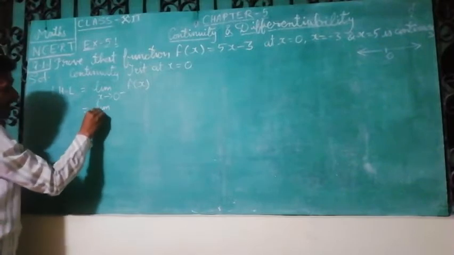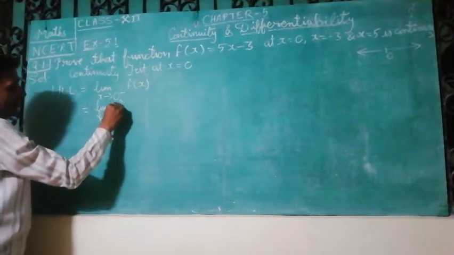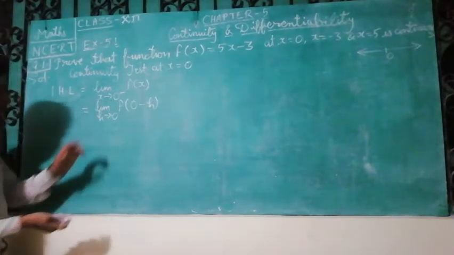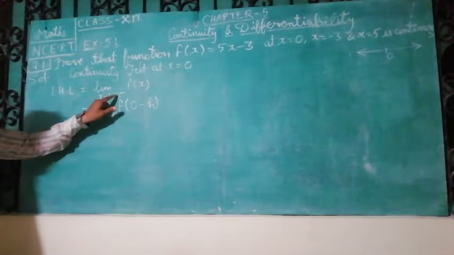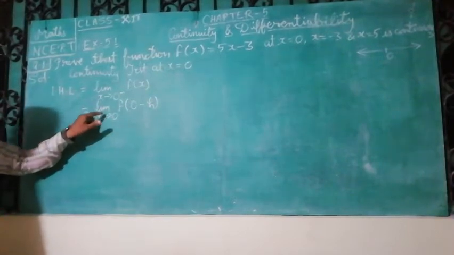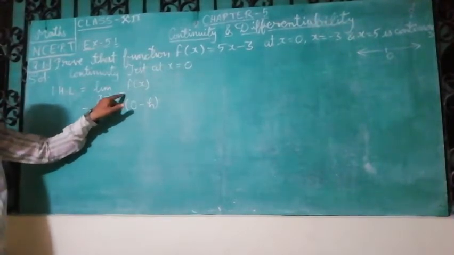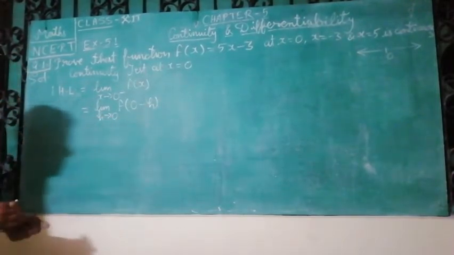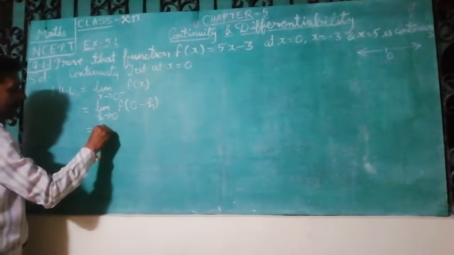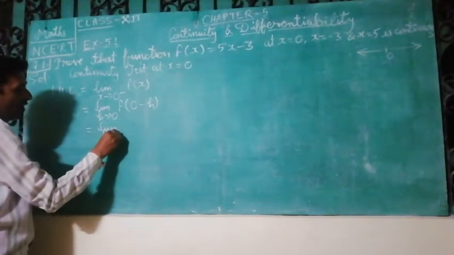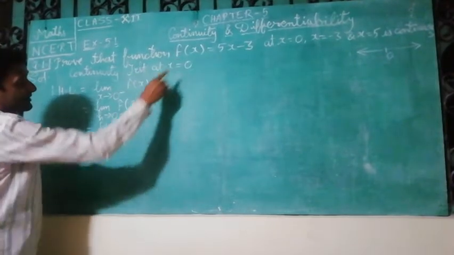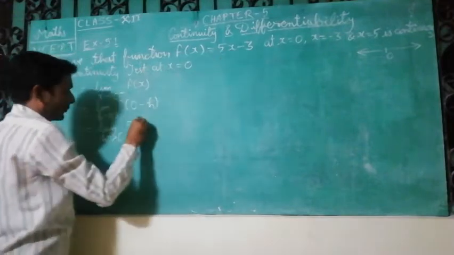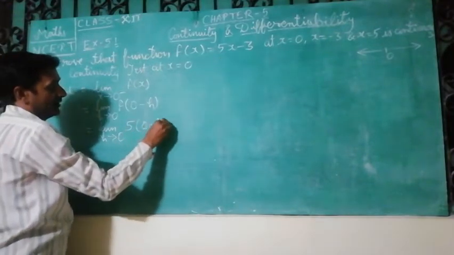which is equal to the limit as h tends to 0. What do we write here? f(0 minus h). Always remember this: if you are checking at 3, then it will be 3 minus h; if you are checking at minus 3, then minus 3 minus h. Like this you have to write, and h tends to 0. So it becomes the limit as h tends to 0. Now you have to put the value of x, which is 0 minus h. Here you put 5 times (0 minus h) minus 3.